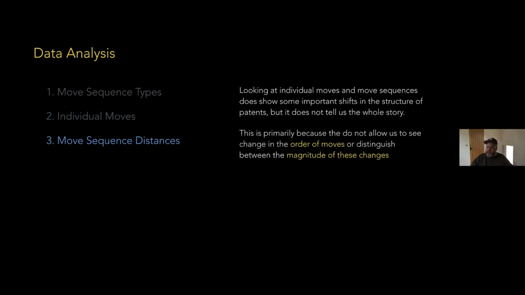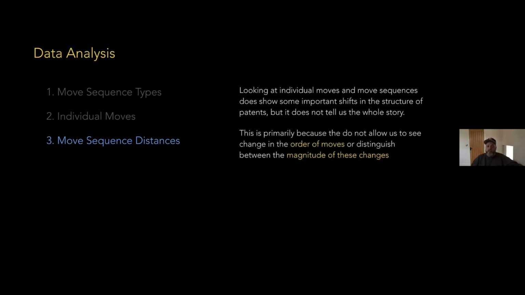So far we see some important shifts, I think. You have to be careful not to overinterpret those graphs, but they are fairly straightforward descriptions of the data, right? But they don't really tell us the whole story, and I think that's primarily because there's obviously other things we're missing.